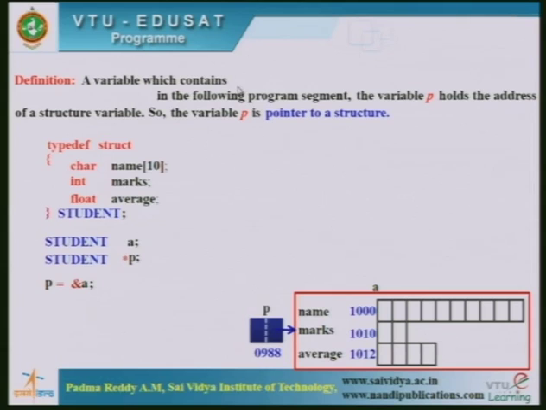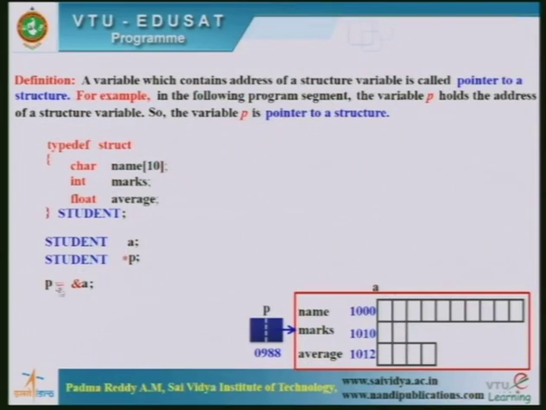A variable which contains the address of a structure variable is called a pointer to a structure. For example, in the following program segment, the variable p holds the address of a variable, so the variable p is called a pointer to a structure. I hope we understood how to initialize a pointer. Remember, a pointer should always contain what? Address. How do you denote an address? Ampersand we write.